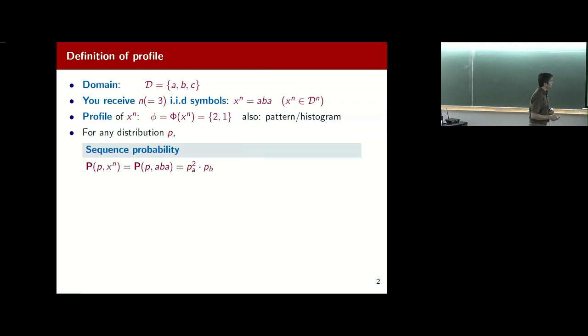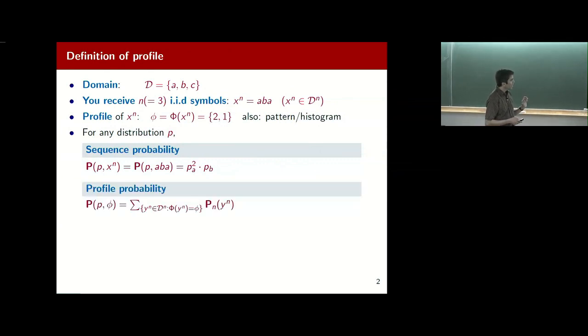Now, if I have some underlying distribution P, for any sequence of samples, I can associate the sequence probability, which is just the probability that I get this particular sequence. So if the sequence was ABA, the probability of the sequence is just PA squared times PB. All right? Because I saw A 2 times and saw B once. All right. So far, so good. Now I'm going to define the profile probability. So the profile probability says, what's the probability that I see a sequence that has the profile, let's say in this example, 2, 1?